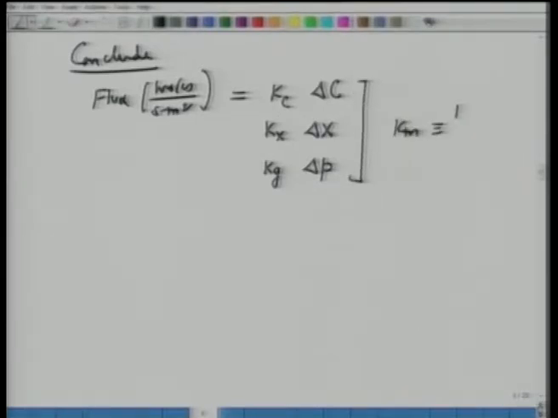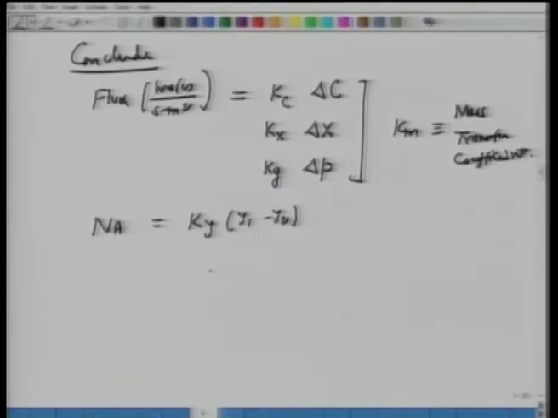Km, mass transfer coefficients. So all it means is, if we have a gas system, we can also write Na as Ky into y1 minus y2, where y1, y2 are the mole fractions, or we can write Kg into P1 minus P2, where P1 and P2 are the partial pressures of A at plane 1 and 2.